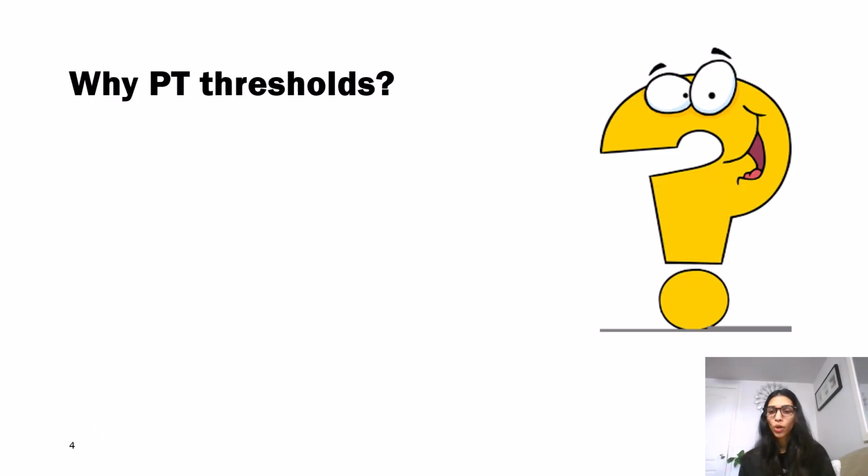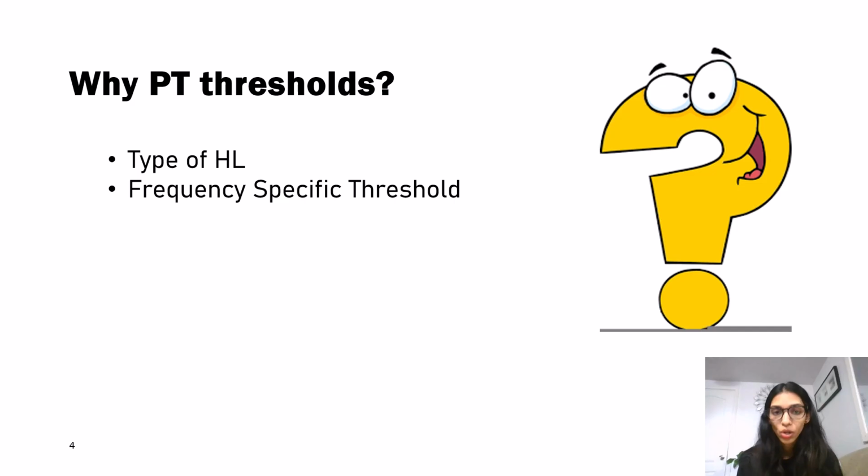Why are we doing pure-tone thresholds? What is the need? One is to find out the type of hearing loss. We need to know what type of hearing loss this person is having, where the problem is. Is it in the outer ear or middle ear? In order to find that out, we need the pure-tone threshold. Second is to figure out the frequency specific threshold so that we know at which particular frequency they have an elevated threshold. That means that particular region in the auditory area is affected.